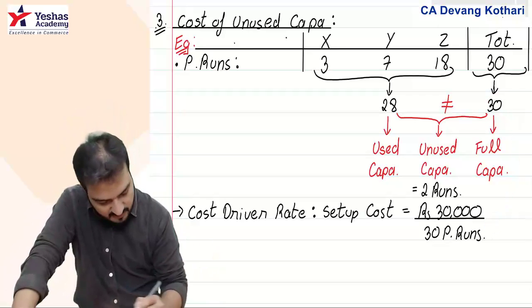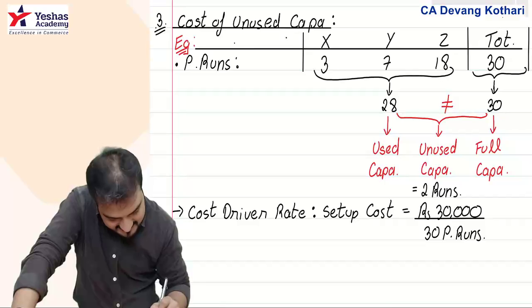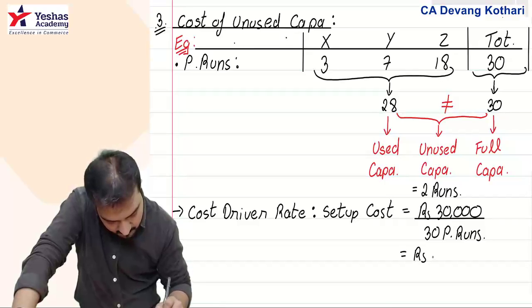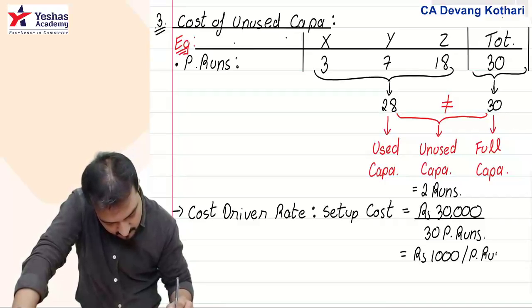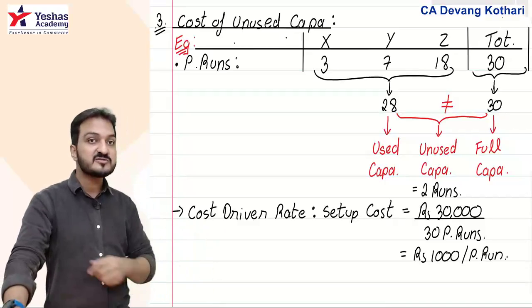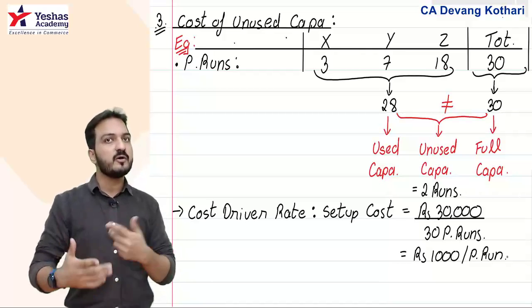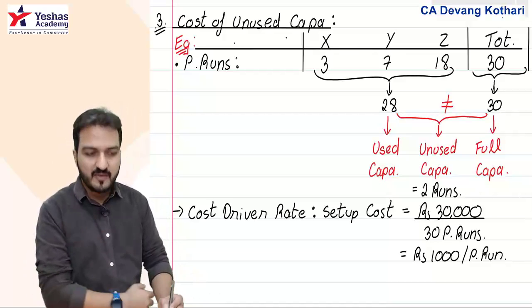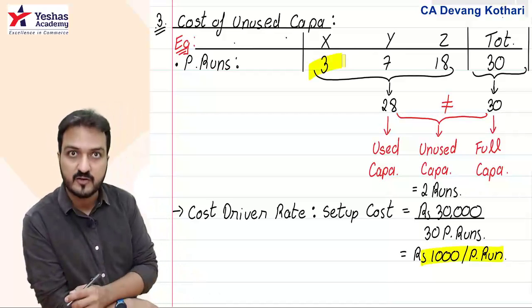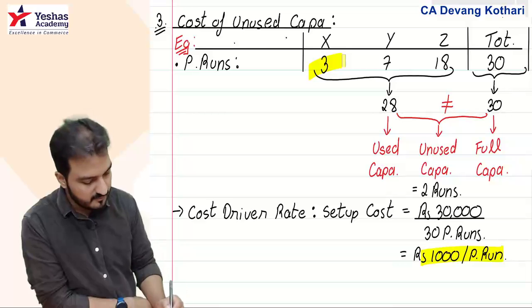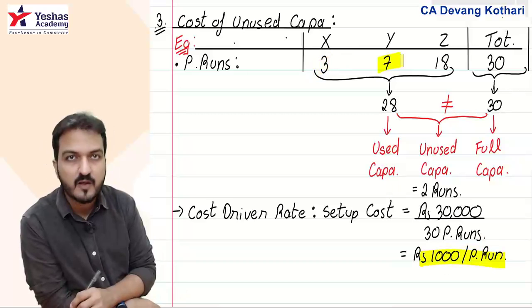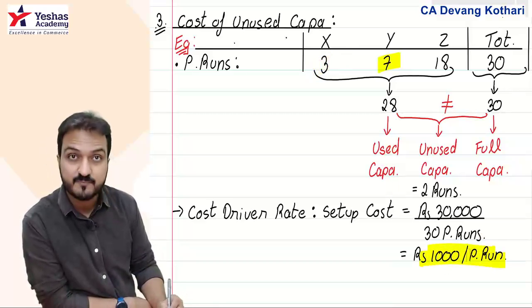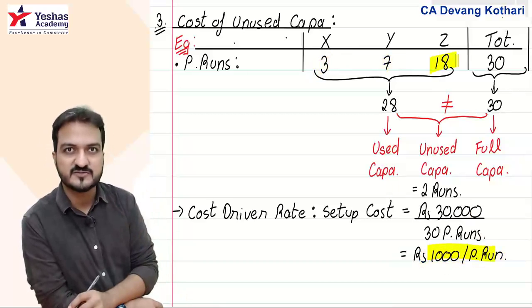Accordingly, my rate still comes out to be the same, rupees 1000 per production run. Now this 1000 per production run is added to the product cost. In product X, I will be adding 1000 per run into 3 runs. In the cost of product Y, I will be adding 1000 per run into 7 runs. In cost of Z, I will be adding 1000 per run into only 18 runs.